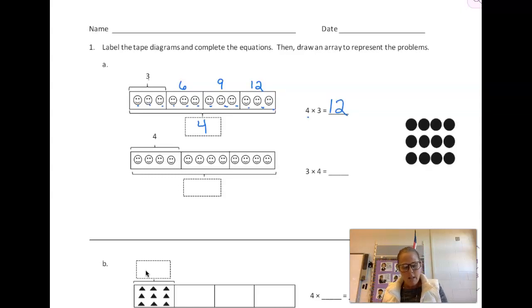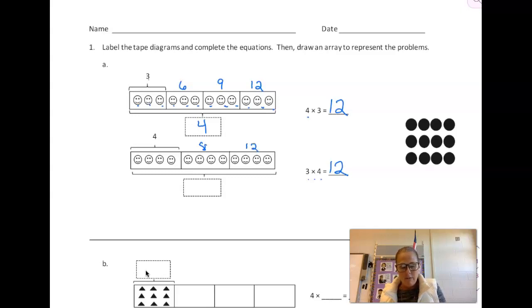Down in our bottom one, they're telling us that in this group right here of smiley faces, we have 4 of them. What we want down here is how many we have in all. So we have a group of 4, another group of 4, and another group of 4. So we have 3 groups of 4. So 3 groups times 4 in each group is also going to give us 12. We can skip count 4, 8, 12.